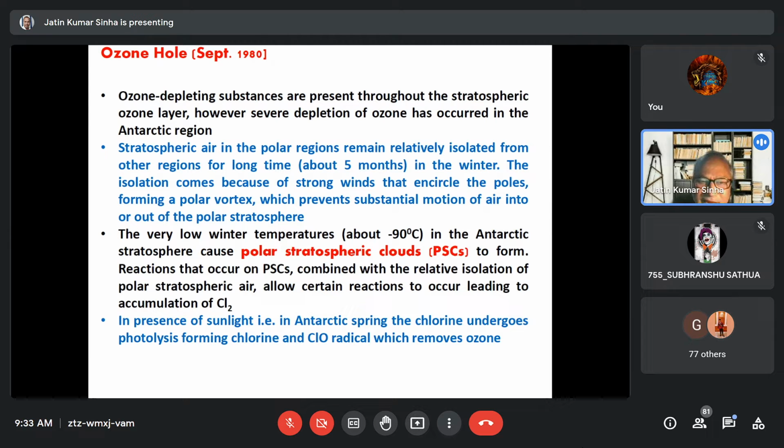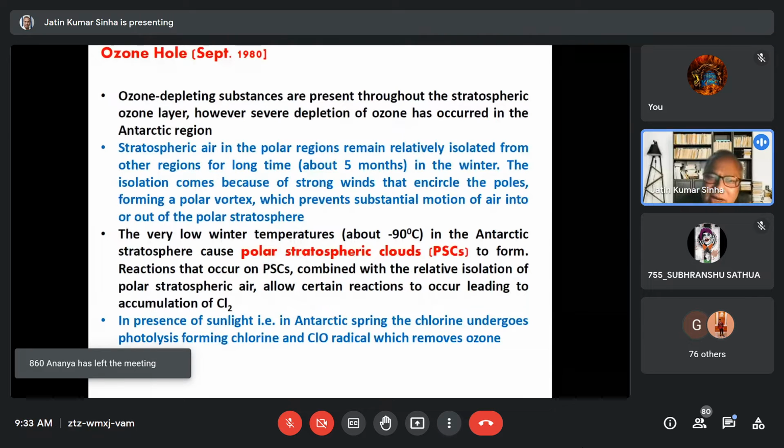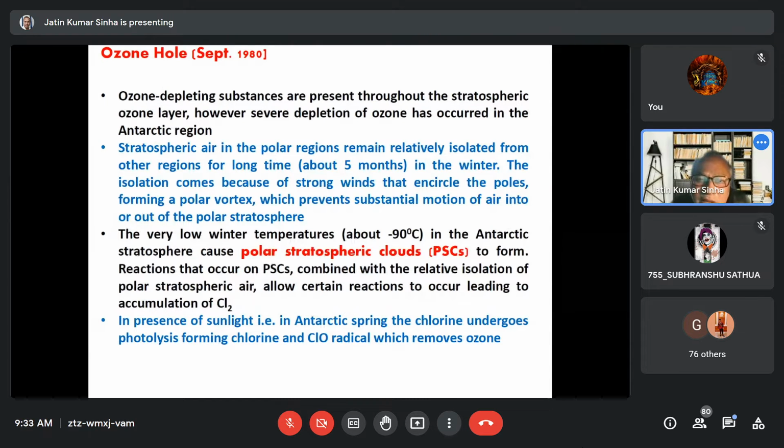Then again, in the very cold winter, when the temperature is minus 90 degrees centigrade in the Antarctic stratosphere, polar stratospheric clouds form, commonly known as PSC. The reaction that occurs on PSC, combined with the relative isolation of polar stratospheric air due to the vortex, allows certain reactions to occur, leading to accumulation of chlorine. So once you have accumulation of this chlorine in the atmosphere for a long time, the chlorine radical will form, and that will be responsible for the removal of O3.